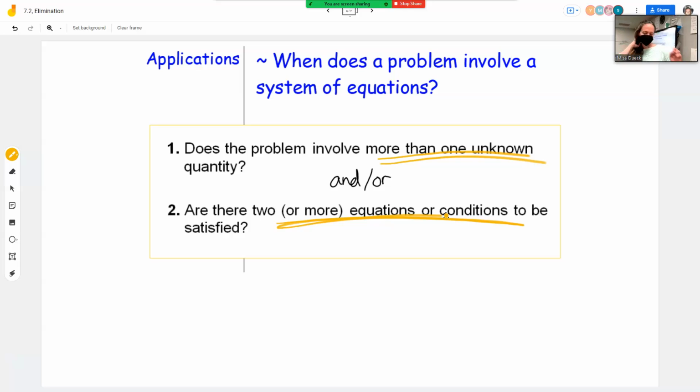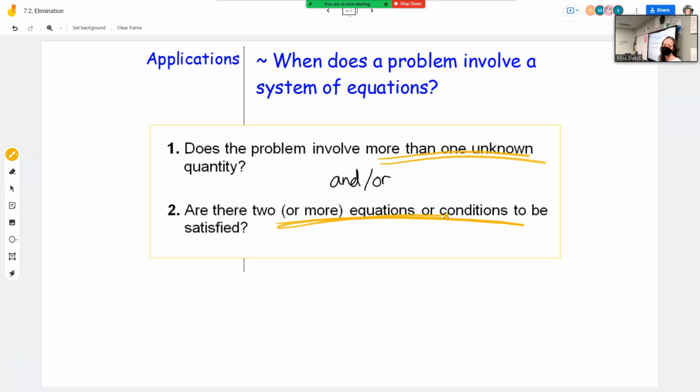And that's exactly what we're going to see on the next slide. And maybe you'll see both. Maybe you'll just see one. Maybe you'll see the other one.